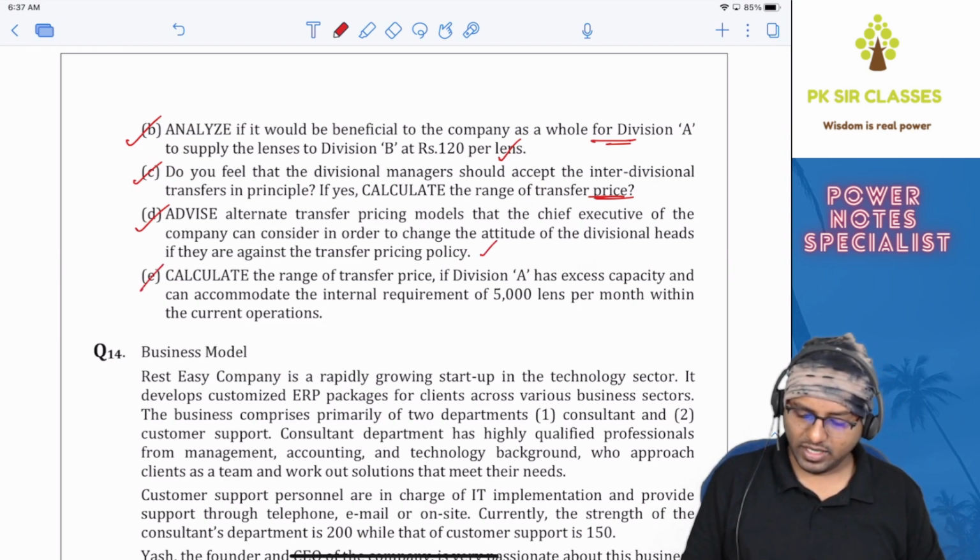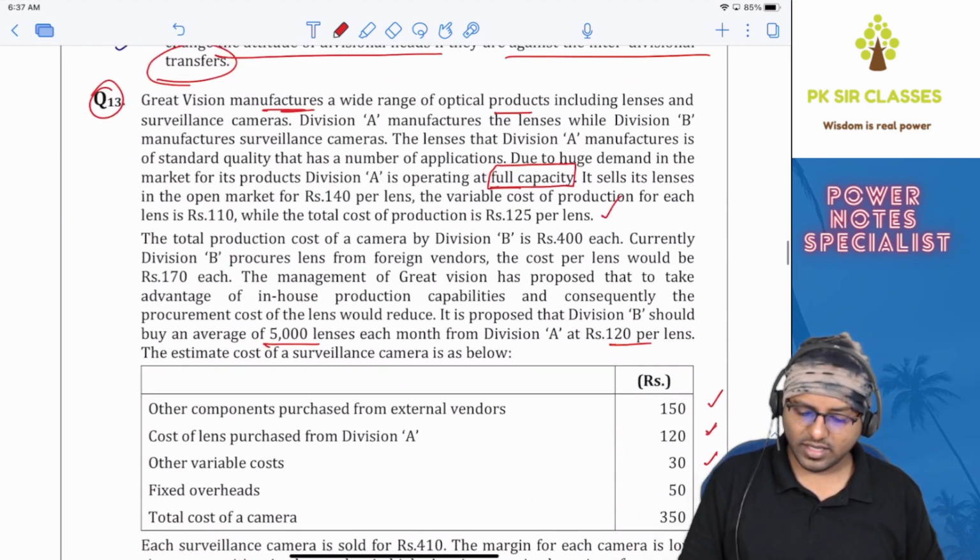Calculate the range of TP if Division A has excess capacity and can accommodate the internal requirement of 5000 lenses per month within the current operations. Yeah, it's the same model.